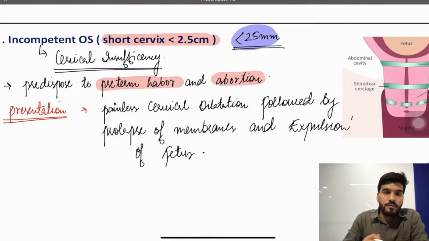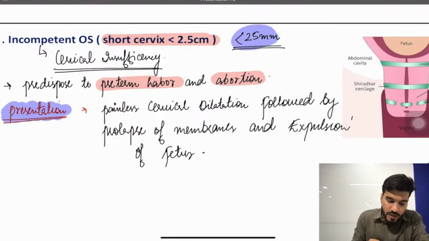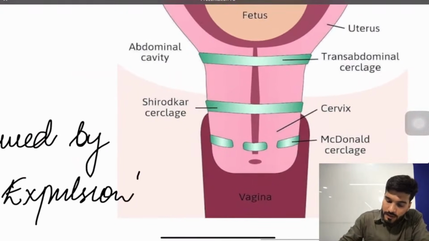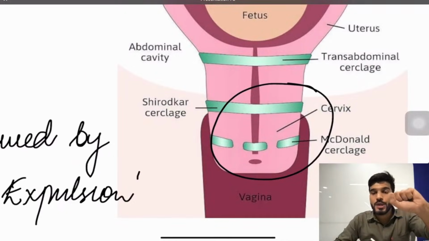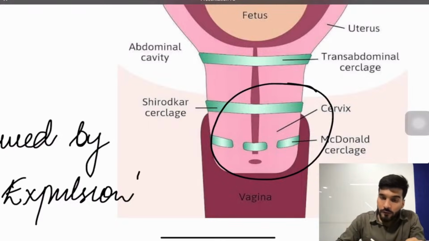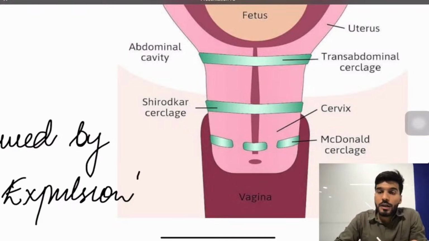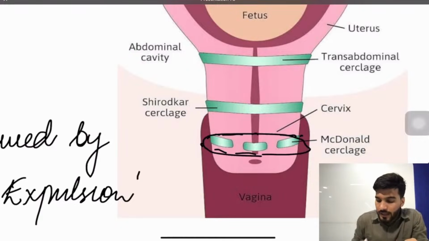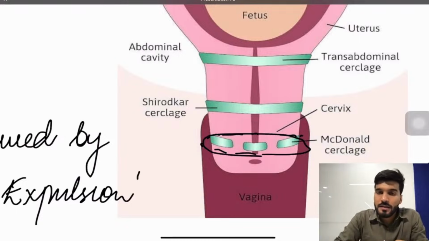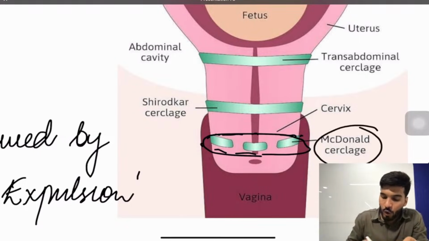Now sir, what will be the classical treatment for this patient? Now you already know that if this cervix is here and this cervix is short, I need to close it down so that it will not dilate. There will not be any painless dilatation. So in order to prevent this preterm labor and abortion, I will put the cerclage, and the most common cerclage I use is called McDonald cerclage.